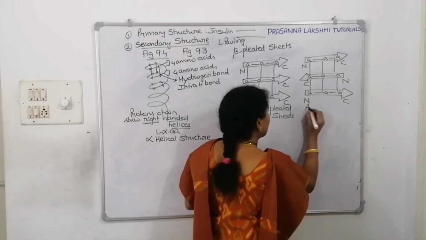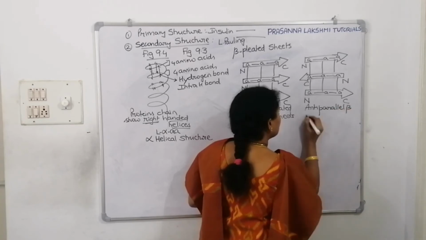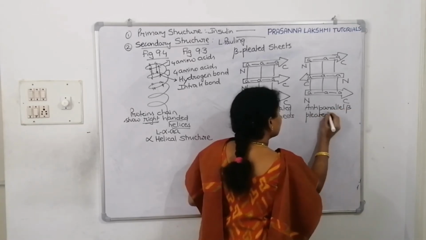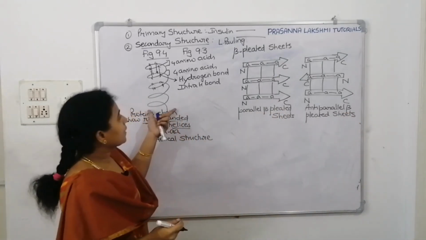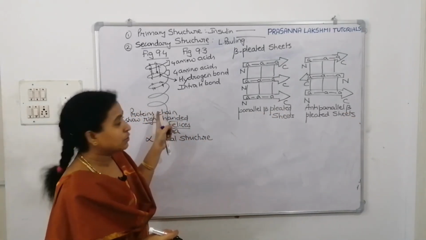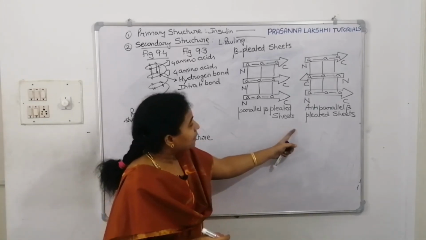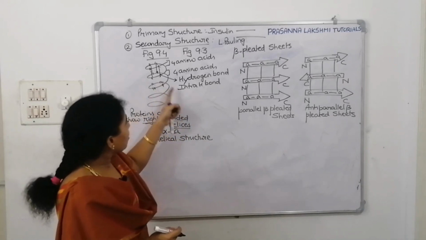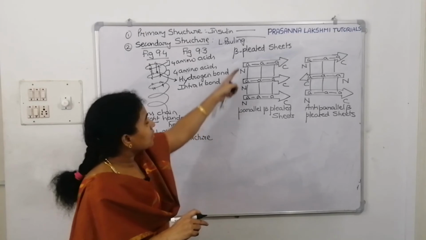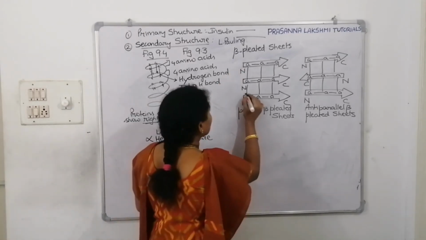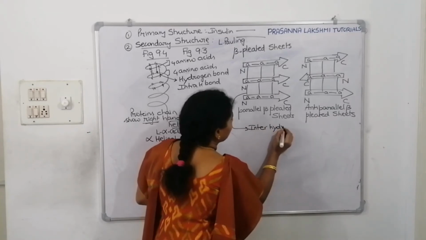So I'll call it anti-parallel beta pleated sheets. Now this is one type of secondary structure, called the alpha helical structure, which are right-handed helices, and this is the second type of structure, called beta pleated sheets. Now this hydrogen bond is called an intra-hydrogen bond because the bonds are within the chain. These hydrogen bonds are between the chains, so we can call these inter-hydrogen bonds.